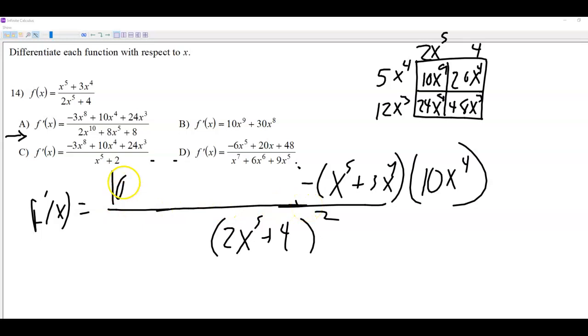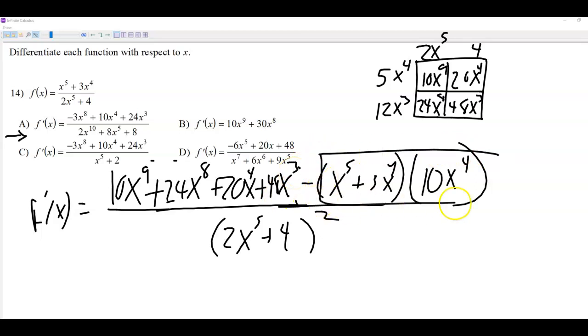So we have 10x to the 9th, and then we have 24x to the 8th, 20x to the 4th, and then finally 48x cubed. We also need to multiply this. Now this one's just a simple distribution method. So let's go ahead and do that.